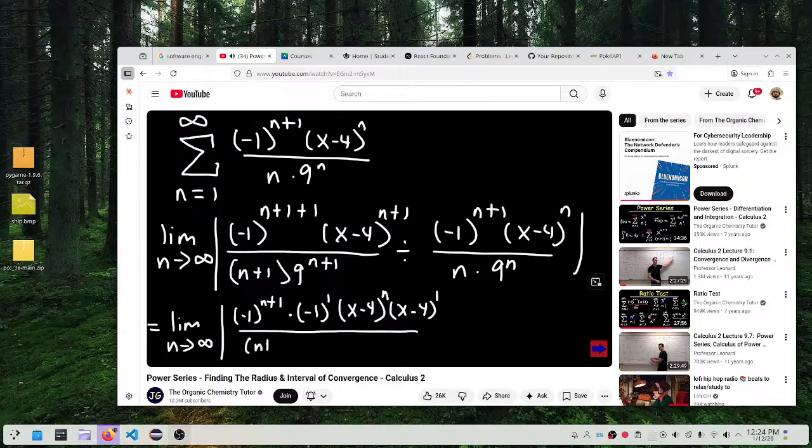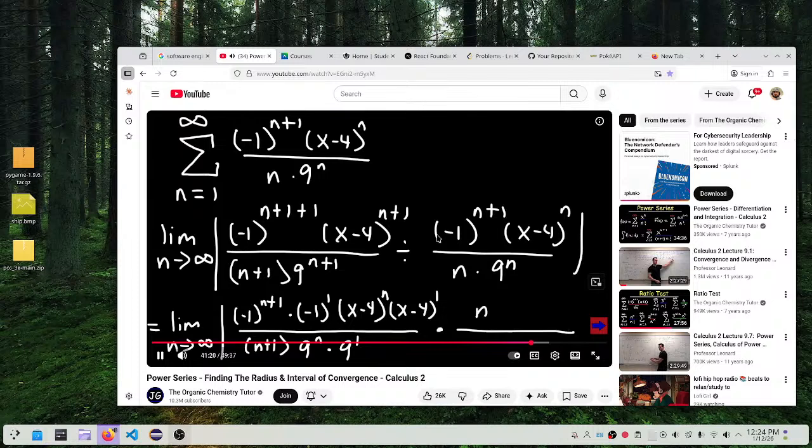N plus 1, I can't really change that. I'm just going to leave it the way it is. 9 to the n plus 1, I could write that as 9 to the n times 9 to the 1. Then change division to multiplication, and then flip the second fraction. So now let's cancel x minus 4.